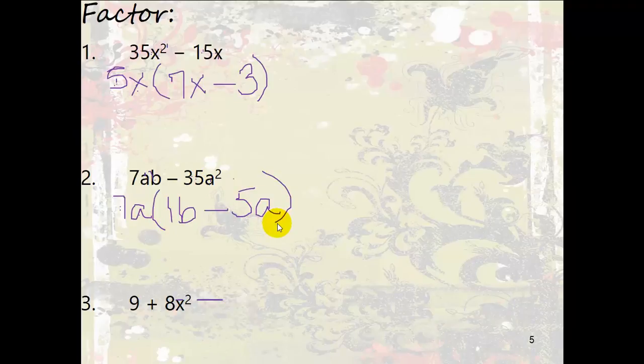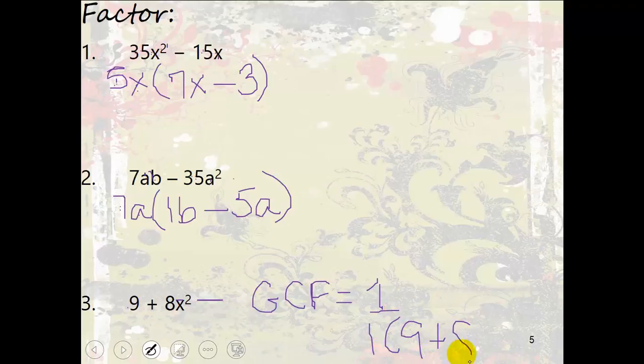Does 8 go into 9 evenly? No. Does 9 have a factor that also is a factor of 8? No. Does each term have an X? No. So my GCF is 1. And I can't factor anything out. If I were to factor it out, it would look like 1 times 9 plus 8x squared.